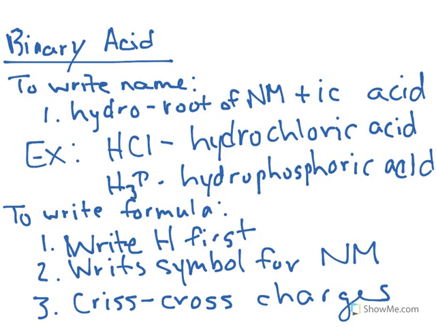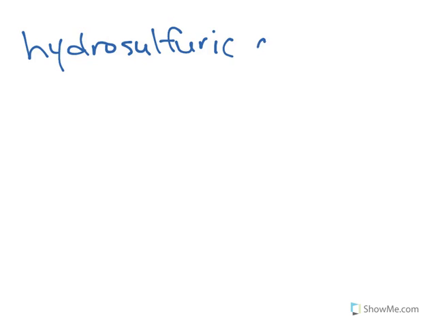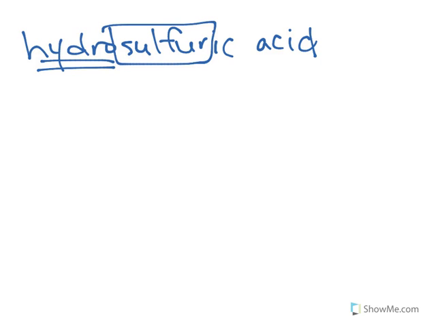So let's do an example of that. Let's say I have hydrosulfuric acid. Okay, I know it's binary because it starts with hydro. The ones we'll learn about tomorrow do not start with hydro. So that's how I know it's going to be binary, is that it starts with the prefix hydro. So my element here is sulfur.